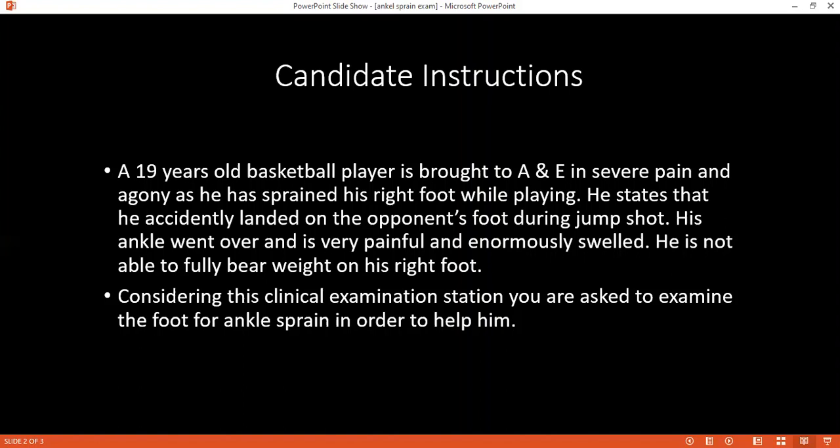Then after this, I would like to go for special tests. There are 3 special tests in the examination of the ankle joint. First one will be the anterior drawer test.